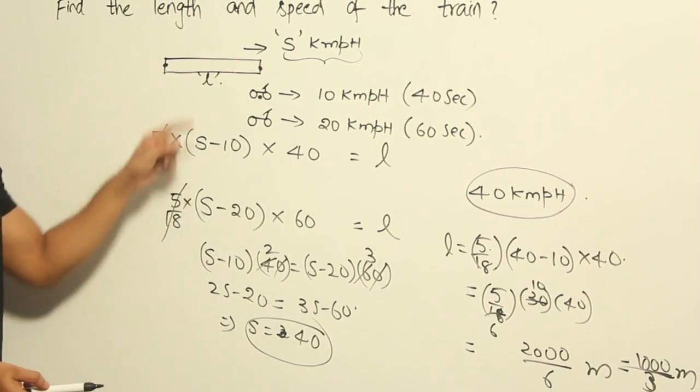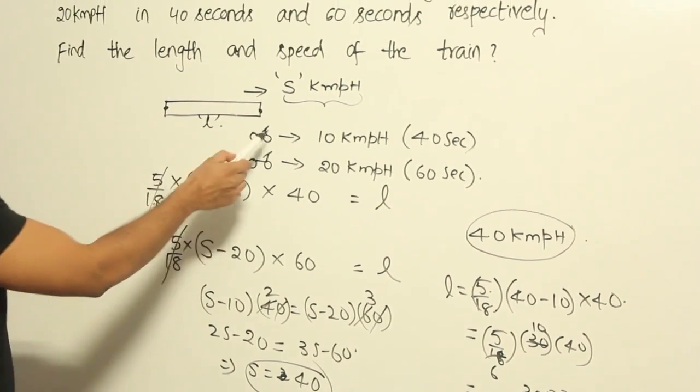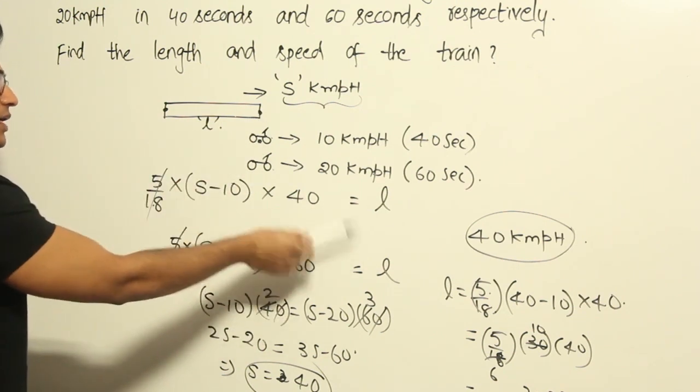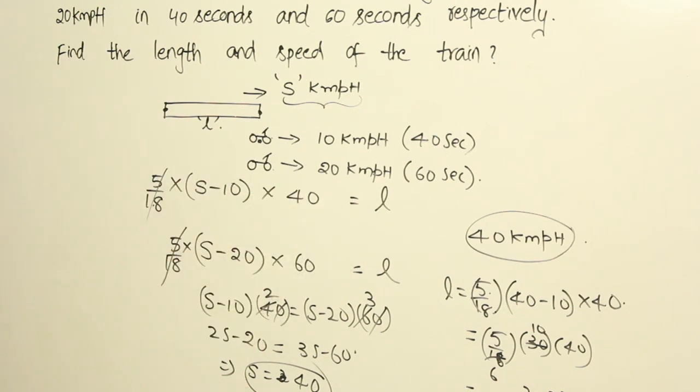So what did we do? We have used two cases. In one case we compared the train with the first one, and in the other case we compared with the second one, and we equated the lengths. Since the length of the train is the same, we are equating it.